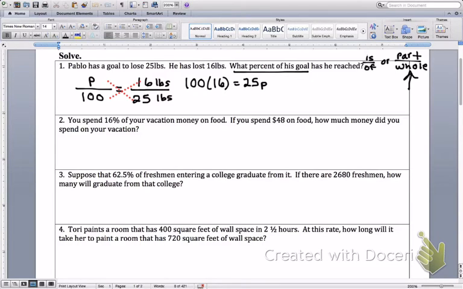So we just have to solve the equation from here. 100 times 16 is 1600, which equals 25P, and then divide both sides by 25. We end up getting P is equal to 64. But we have to remember this is a word problem. 64 is not the answer, it's asking the percent. So our answer is 64%.